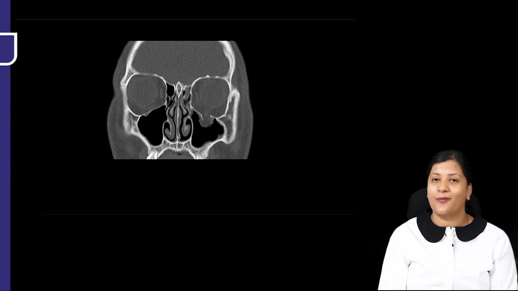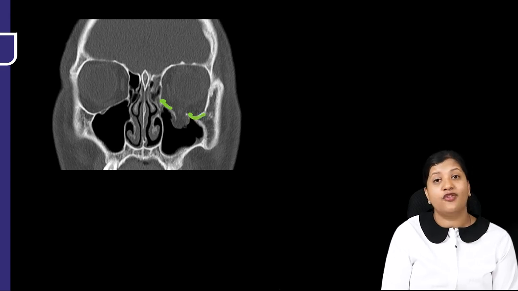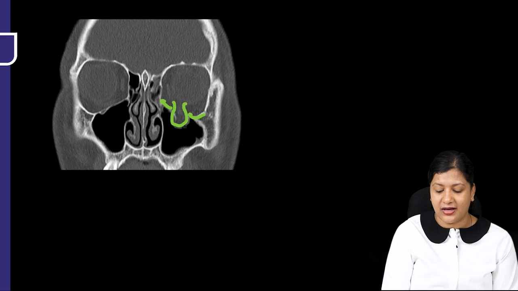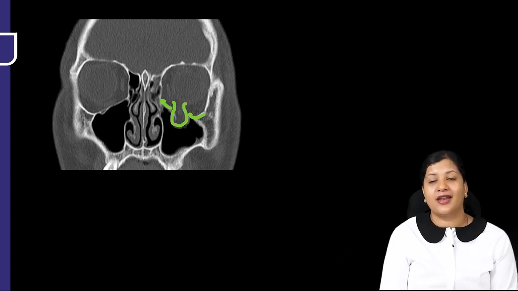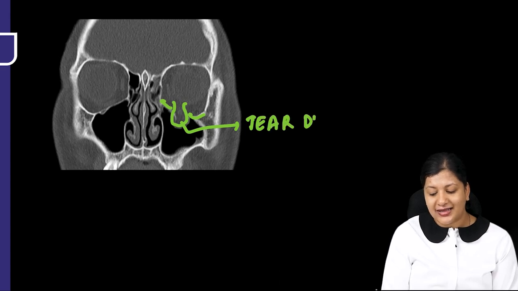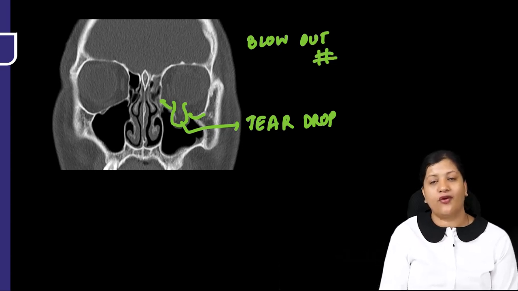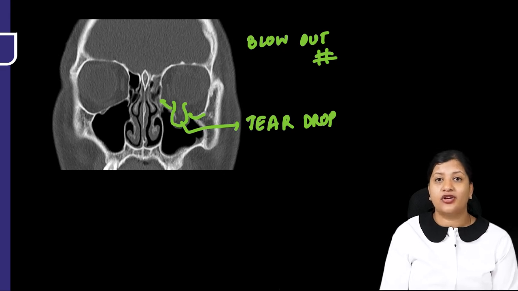Okay, now let us see some of the common other pathologies adjacent to the nose and paranasal sinuses. I think everybody would know this. You can see clearly there is a defect in the floor of the orbit and the contents of the orbit are herniating downwards. So whenever you have herniation of the orbital contents into the maxillary sinus, we call that sign a teardrop sign. And where do you see this teardrop sign? This teardrop sign is seen in a blowout fracture. What is a blowout fracture? It is the fracture of the floor of the orbit. So whenever we have a fracture of the floor of the orbit, we call it a blowout fracture.